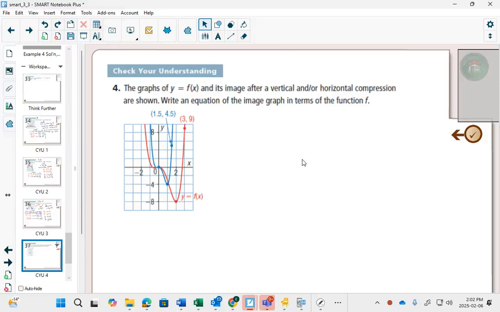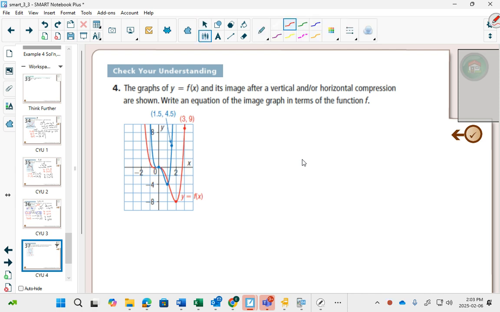In this question, both the original graph and its image are shown. It's like they did the work for you. You just had to figure out what happened in between. Okay? So they're saying that we started with the red graph. Something happened, vertical and/or horizontal compressions, and we ended up with the blue graph. You have to figure out what happened.